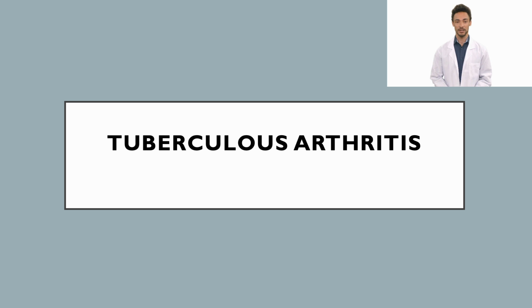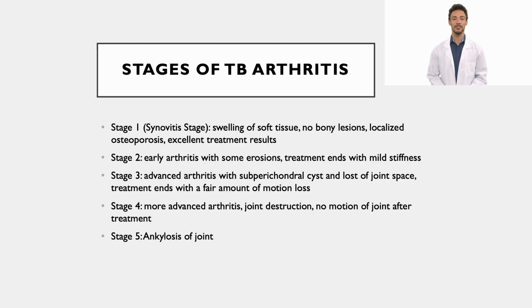Let's start with the stages of TB arthritis. TB arthritis manifests in 5 distinctive stages. Stage 1 is termed the synovitis stage, characterized by soft tissue swelling. There may be localized osteoporosis but no visible bone lesions. If treated with anti-tuberculous therapy, the prognosis is excellent.